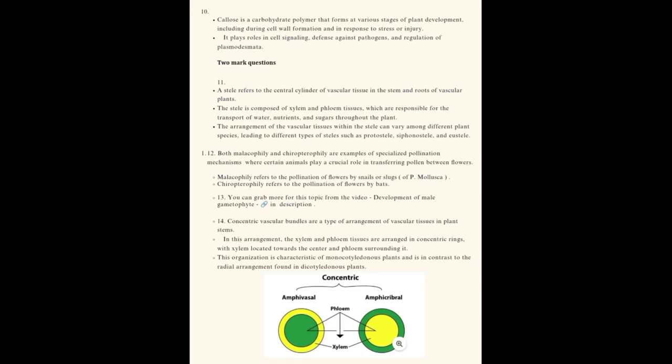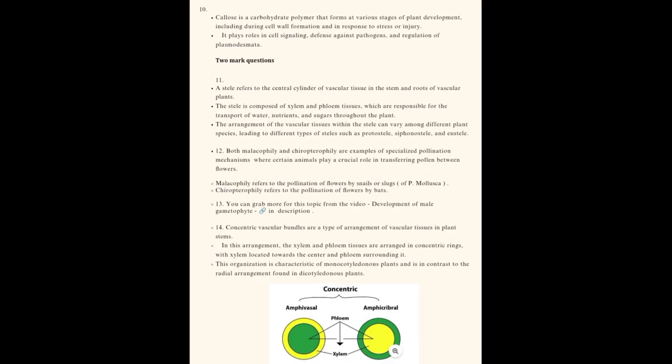2 mark questions. 11. A stele refers to the central cylinder of vascular tissue in the stem and roots of vascular plants. The stele is composed of xylem and phloem tissues, which are responsible for the transport of water, nutrients, and sugars throughout the plant. The arrangement of the vascular tissues within the stele can vary among different plant species, leading to different types of steles such as protostele, siphonostele, and eustele.